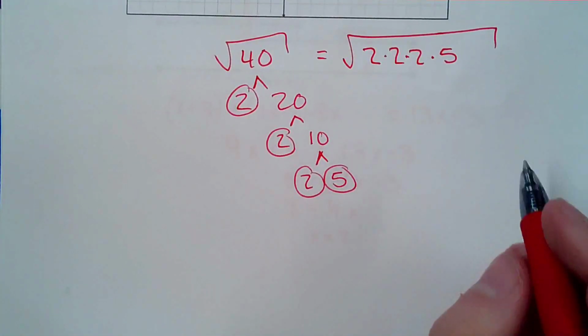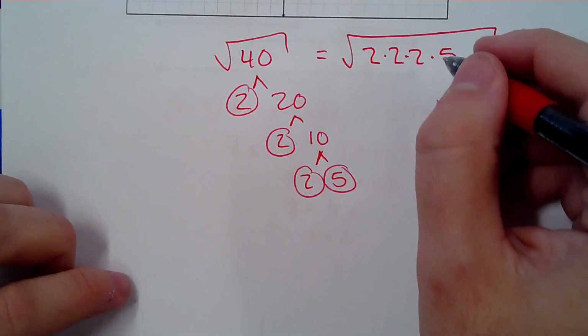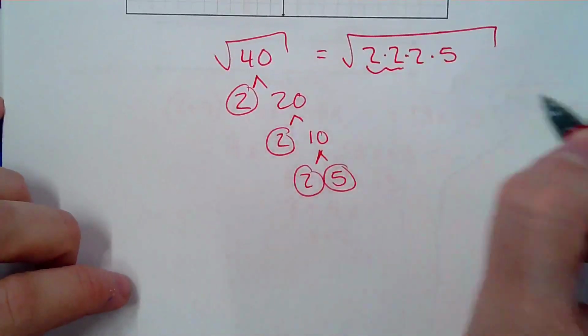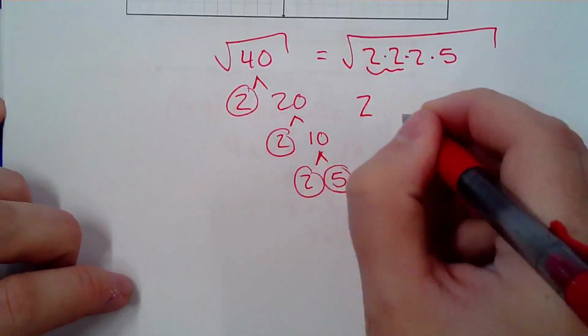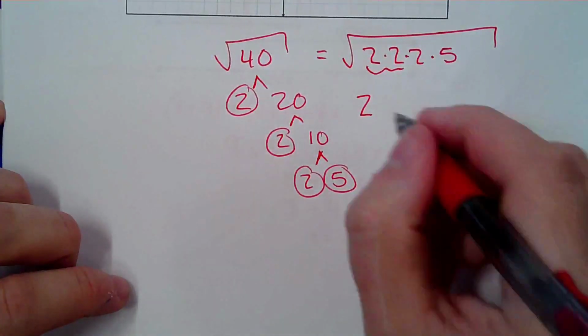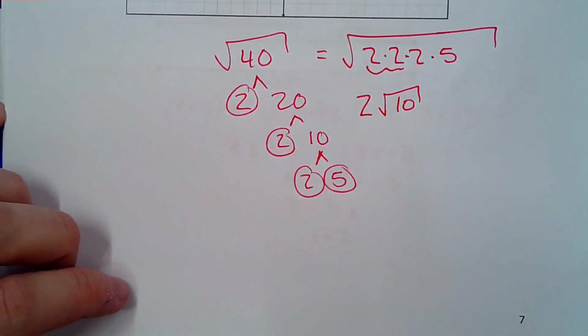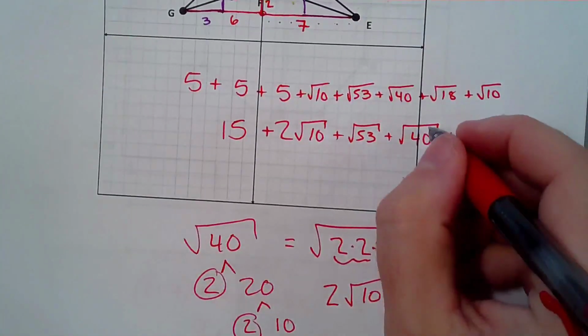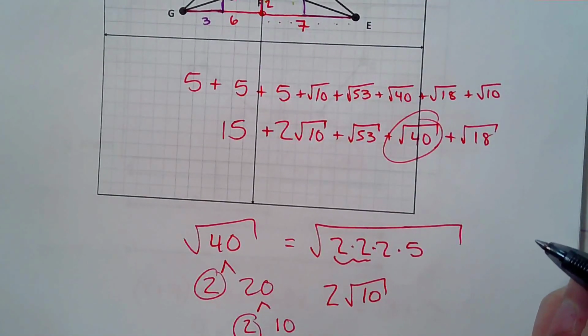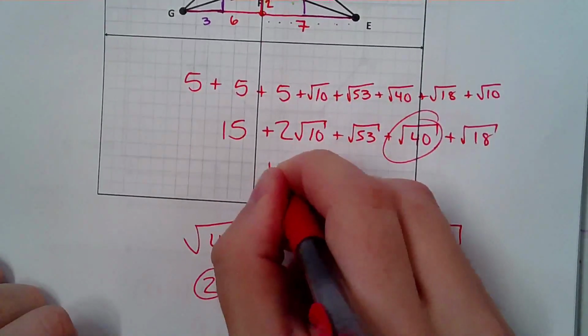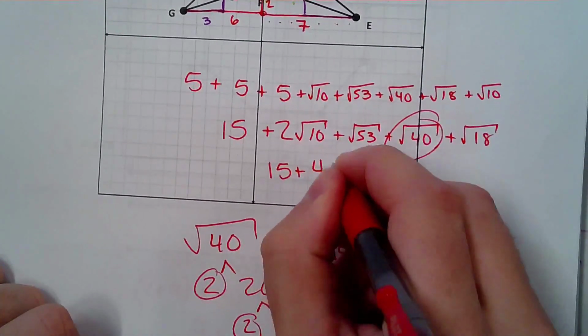Now square root says if you have squares, you get to remove them. Well, that's a square, right? That's 2 squared. So he gets out. Do these guys get out? Nope, they stay inside. So we have a 2 root 10. So technically, this is 2 root 10s. So how many root 10s do we actually have? 4 root 10s.